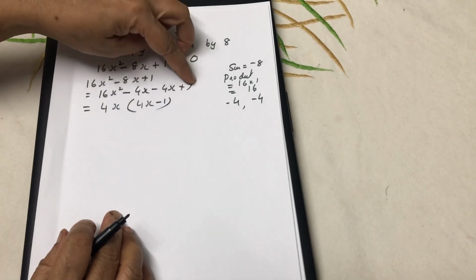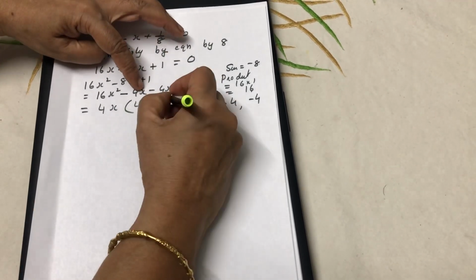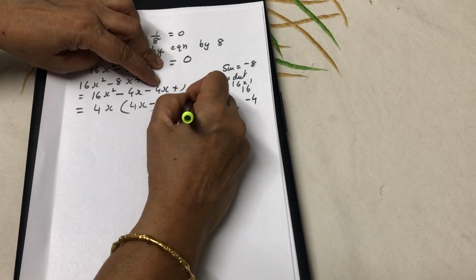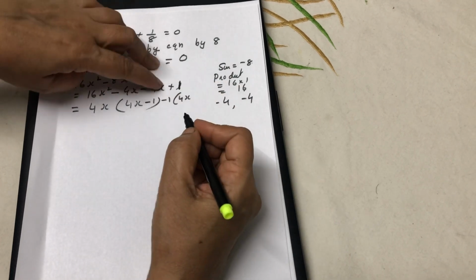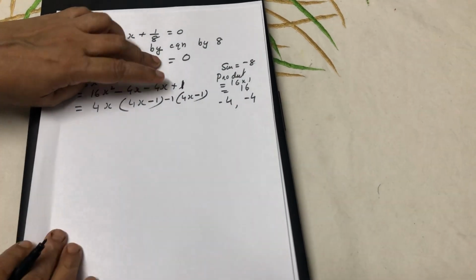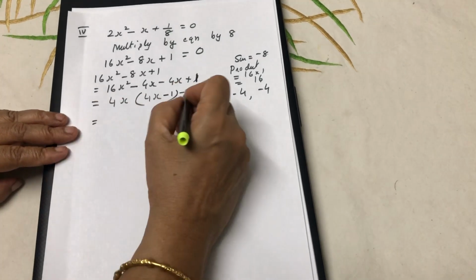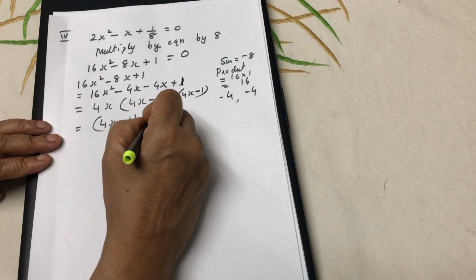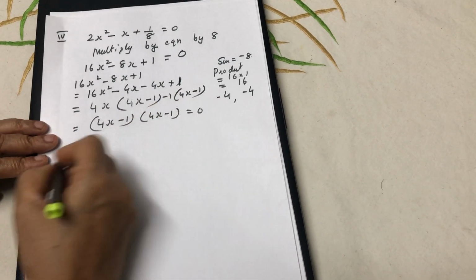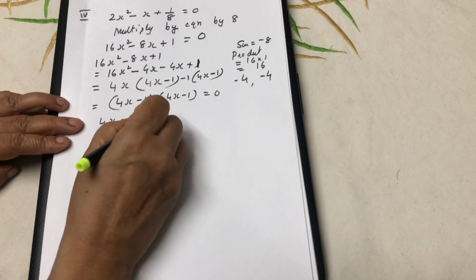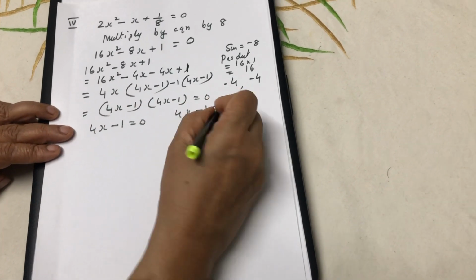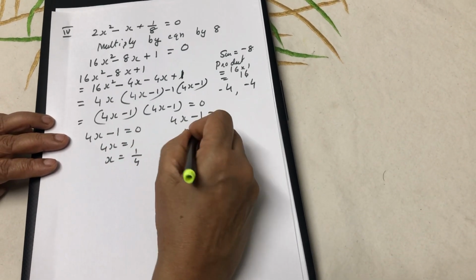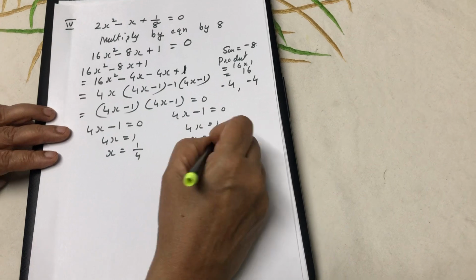4x is common, and here 4x is left, minus 1. We want 4x minus 1, so I take minus 1 out of this. Minus 1, when I take it out, this will become plus 4x. And this is 1, minus 1 comes out, so minus 1 into minus 1 is plus 1. 4x minus 1 into 4x minus 1 is 0. So 4x minus 1 is 0. 4x is 1, x is equal to 1 by 4. Here also 4x is 1, x is equal to 1 by 4.